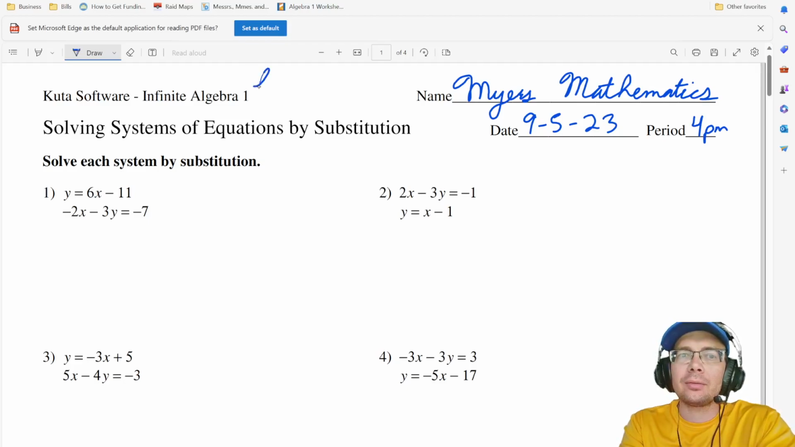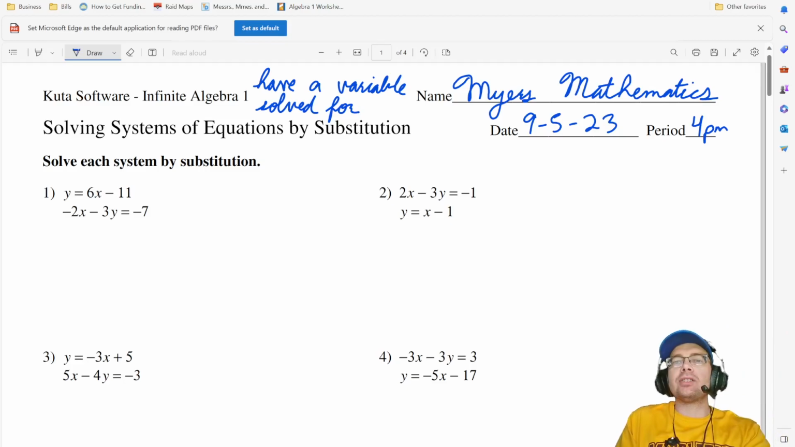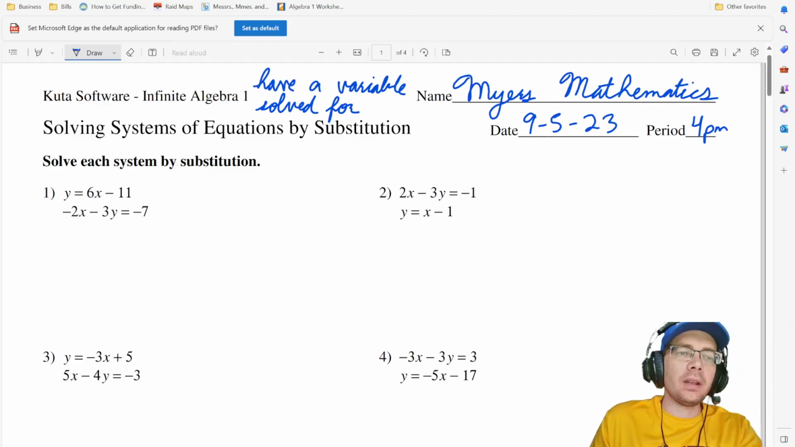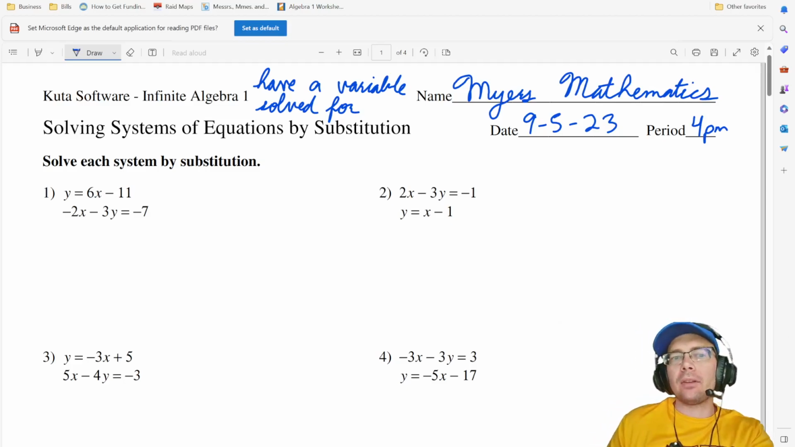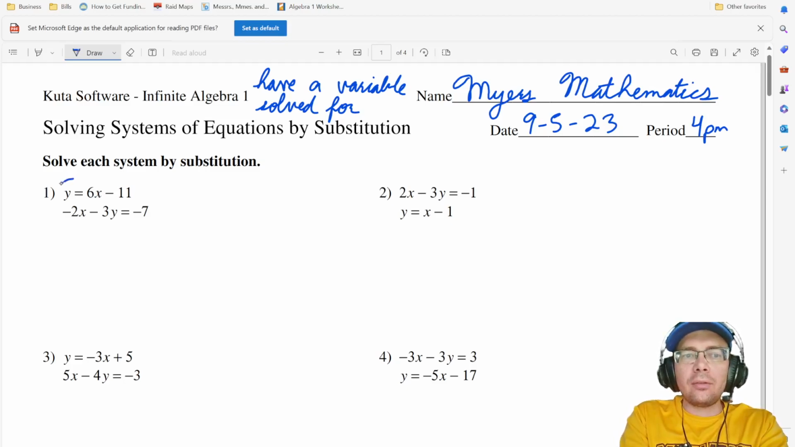That's sort of the setup: have a variable solved for. If we don't already have a variable solved for, which we probably will get to at the end of this page, maybe, then you want to solve for a variable. I mean, you're having to solve anyways, but we'd have to solve for a variable if one isn't already solved for. We do already have a y solved for in the first equation.